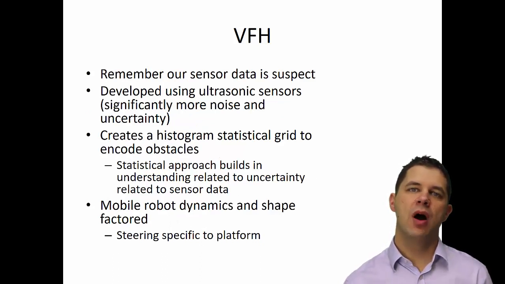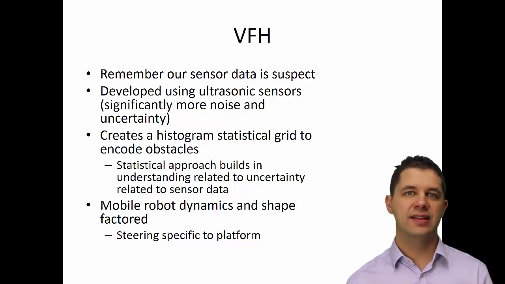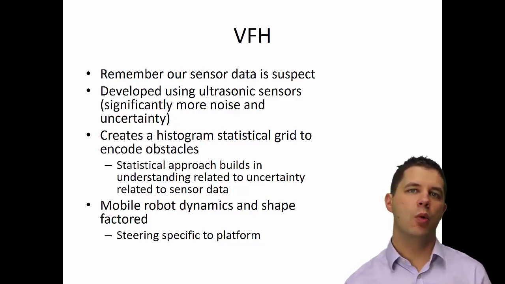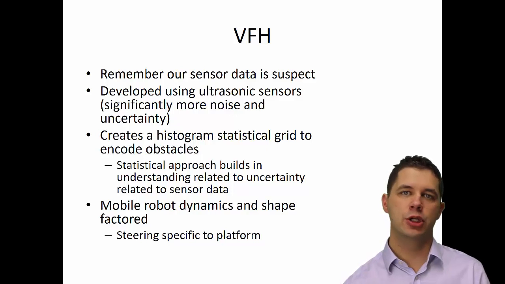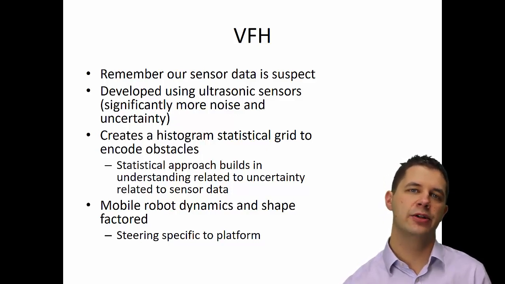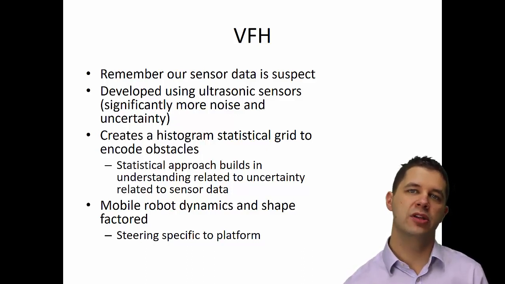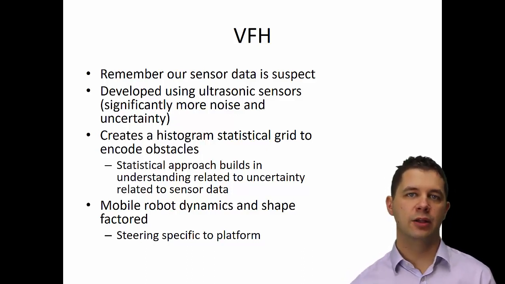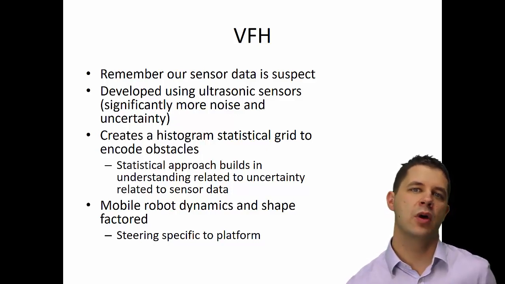One aspect we need to keep in mind is that our sensor data is a bit suspect. It won't always give us exactly the same result. It'll change depending on what we're measuring, what sensors we're using, and what angle those sensors are striking things at. There's a whole lot of things. Temperature and things like that can also play in there. In 1991, these techniques were primarily developed with ultrasonic sensors, which have significantly more noise and uncertainty compared to more modern LiDAR sensors. Having said that, these techniques are perfectly applicable to LiDAR sensors as well.